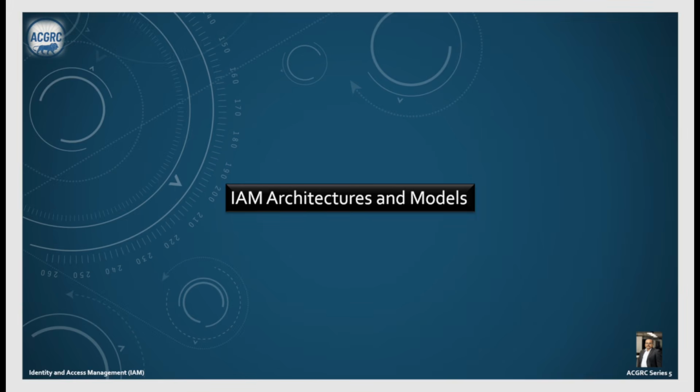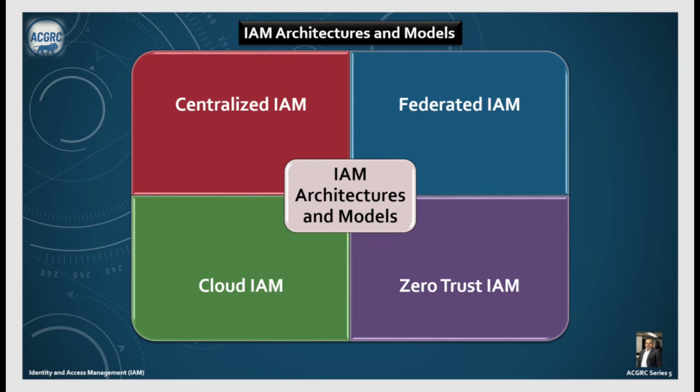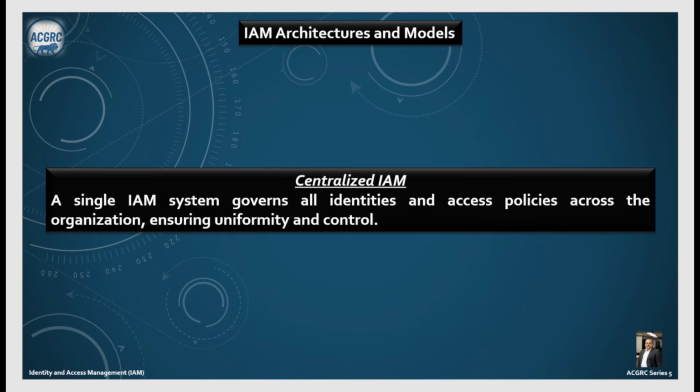Let's now look at the architecture and model. It has four components: federated IAM, zero trust IAM, cloud IAM, and centralized IAM. Centralized IAM: a single IAM system governs all identities and access policies across the organization, ensuring uniformity and control.